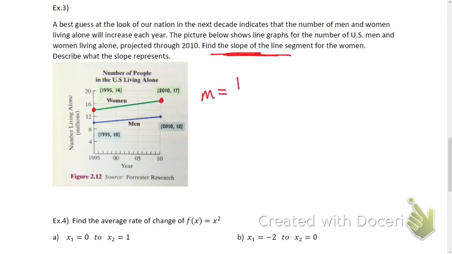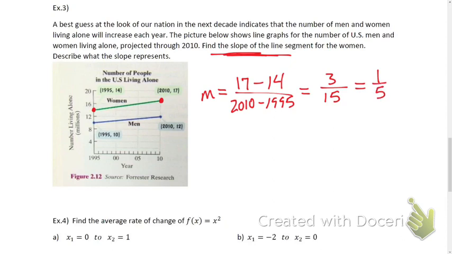So we're going to say m is y2 minus y1 over 2010 minus 1995. And we get pretty nice numbers. We get 3 over 15, which is 1/5. Now they want us to describe it, so we got to use context that you see typed in the graph. And remember, this is change in y over change in x. So let's change the y to number living alone for women and x to years.